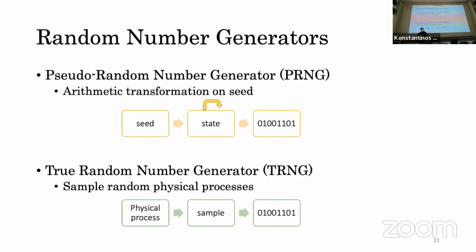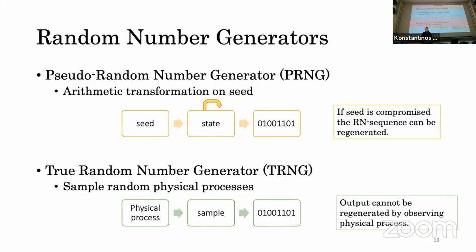generate the random numbers. There's also another fundamental difference between the two, namely the fact that if the seed is compromised, a pseudo-random number can be easily regenerated by performing the same arithmetic operations on the seed. However, for the true random number, this is not possible since you can't generate the same sequence by observing the same physical process again. This makes true random numbers fundamentally more secure than pseudo-random numbers.